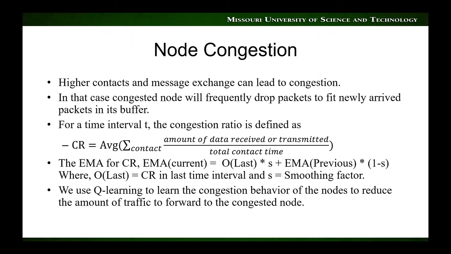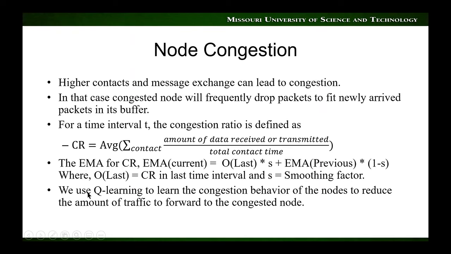Then the third goal is avoiding node congestion. If some node is engaged with too many message forwarding and receiving tasks, it will get congested because it will consume too much energy, and that's why its battery may die. So we have to avoid this kind of situation.